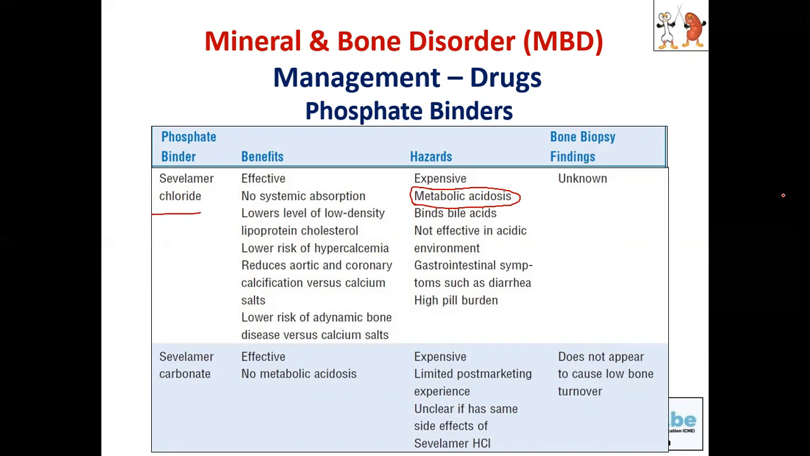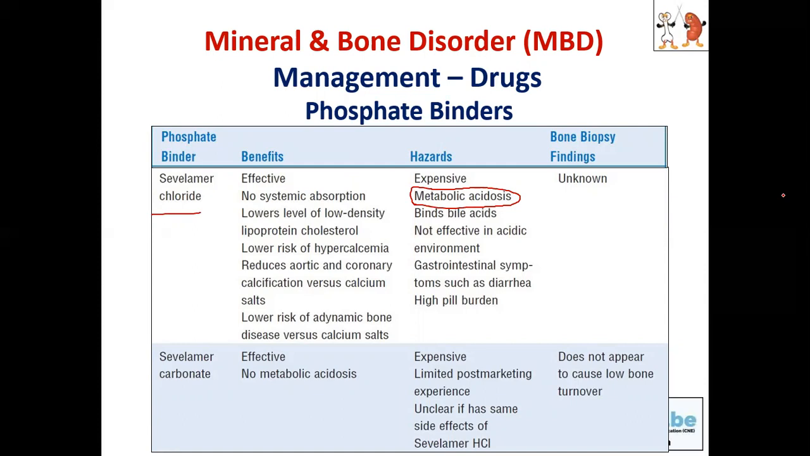So which is better to be used? The calcium containing phosphate binders or the non-calcium containing phosphate binders? Many studies tried to compare them, but actually at the end, there is no major difference between them regarding mortality and the control of CKD-MBD in our patients. But it may be wiser to avoid calcium phosphate binders in patients with evidence of extraskeletal calcifications.